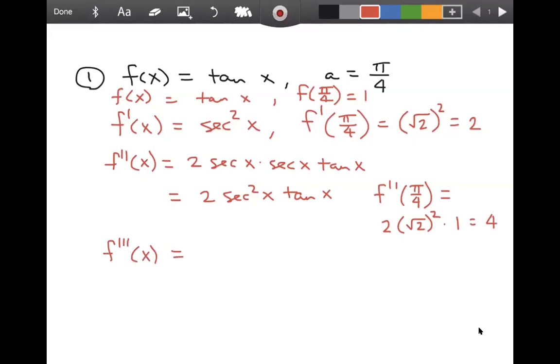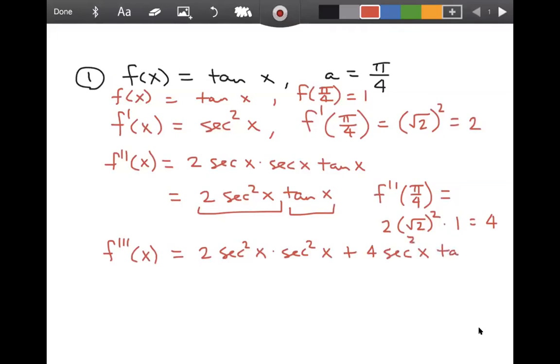Okay, so I'll use the product rule on this. We'll make this f, we'll make this g. All right, so the first times the derivative of the second is going to be 2 secant squared x times secant squared x, plus the second times the derivative of the first. Well, the derivative of 2 secant squared x, let's see, is 4 secant x times secant x tangent x.